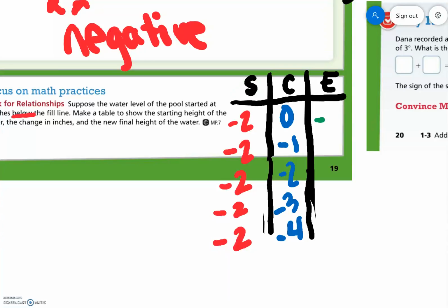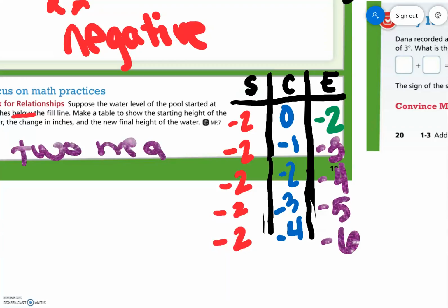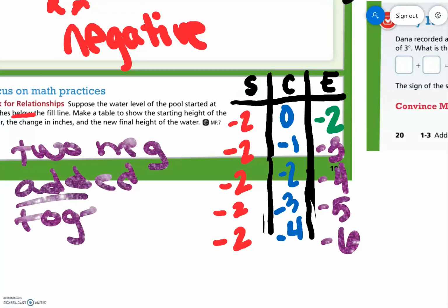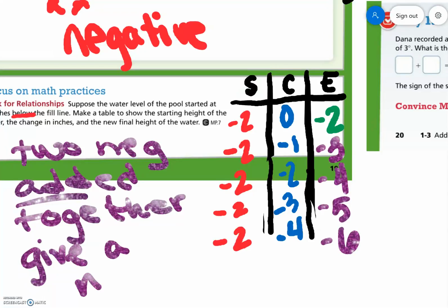All right, so -2 plus 0, we're still at -2. -2 plus -1, we've got two negative numbers, so we're going back even more negative. So that's going to be -3. -2 plus -2, -4. -2 plus -3 is -5. -2 plus -4 is -6. So, two negative numbers added together give a negative sum.